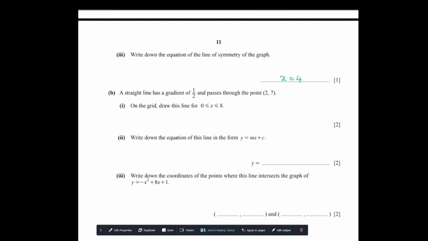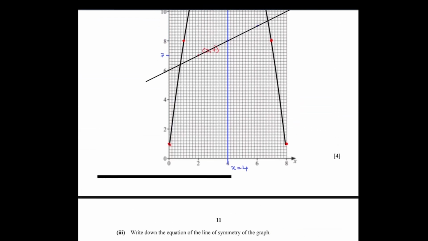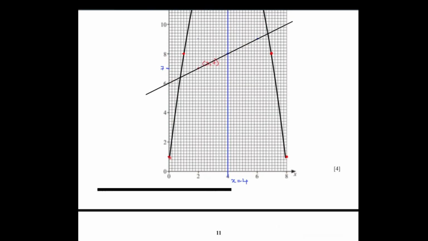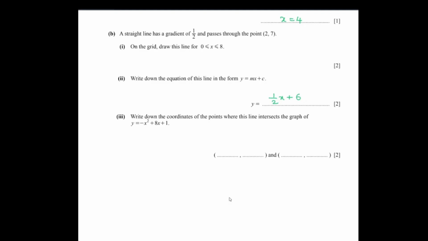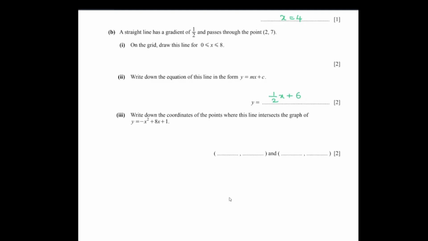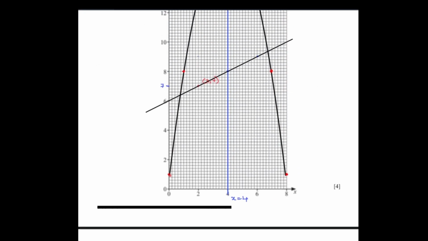Question number 2 now. Write down the equation of this line in the form y is equal to mx plus c. So to get y is equal to mx plus c, we need to see what the y-intercept is. The y-intercept is 6, and we know the gradient already. So write down using the gradient and y-intercept: y = 1/2 x + 6. This is the equation. Next, write down the coordinates of the points where this line intersects the graph of y is equal to minus x square plus 8x plus 1. So where it is intersecting, you have to write those points.